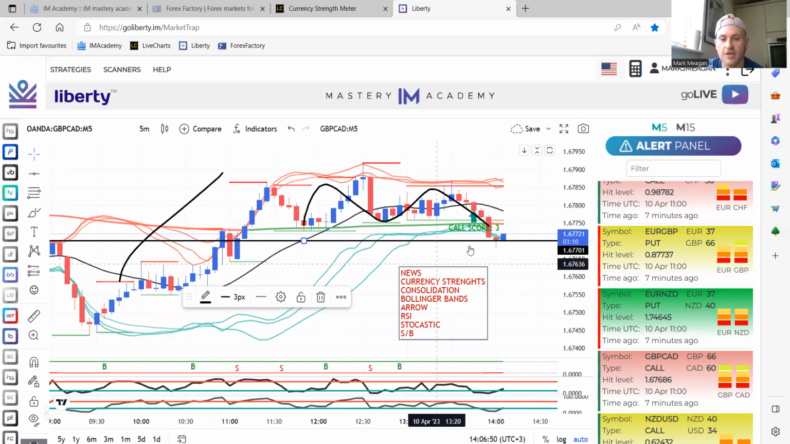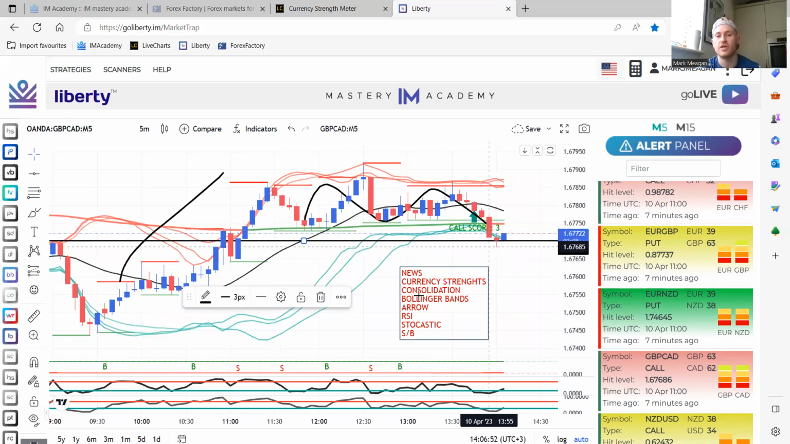We were in the Bollinger Bands. We checked our news, our currency strengths. We are in consolidation, sideways motion in the market. Our RSI and stochastic at the time of my entry were both below the green line down the bottom of the screen, and we still have the B and the green arrow, both indicating for a buy.